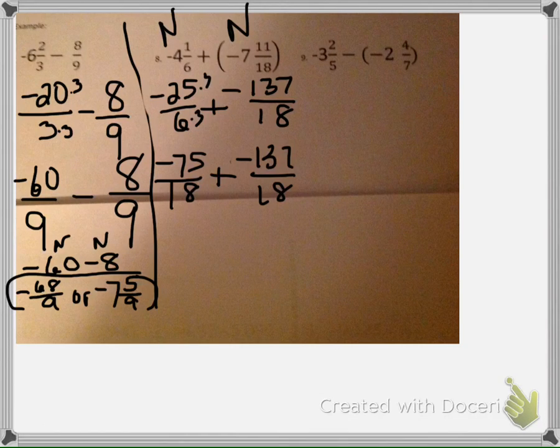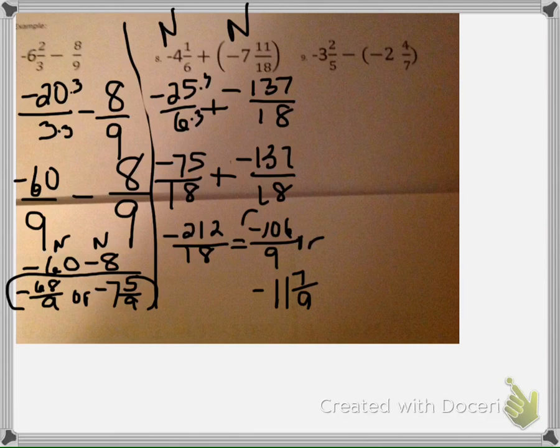And what happens, you have same signs add, so you get a negative 212 over 18, which can be simplified. It's divisible by 2, negative 106 over 9, which is fine. You could leave it at that, or you can write it as an improper fraction, and you still get the same answer, 11 and 7/9.